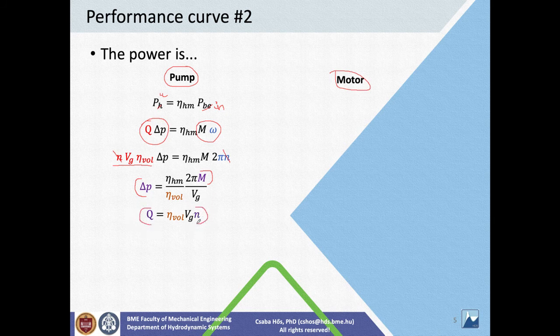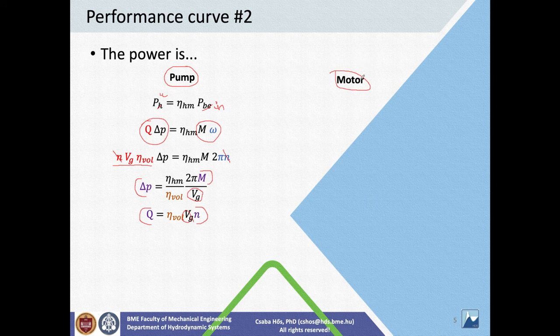What we see here is very interesting. Flow rate depends only on revolution number. Pressure difference depends only on torque. Okay, apart from the size of the machine, of course. But for example, delta P does not depend on revolution number or flow rate, and torque does not depend on either flow rate or revolution number.